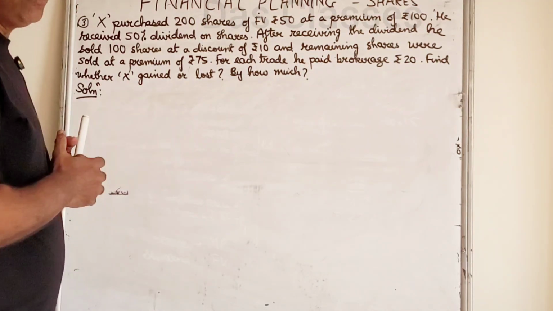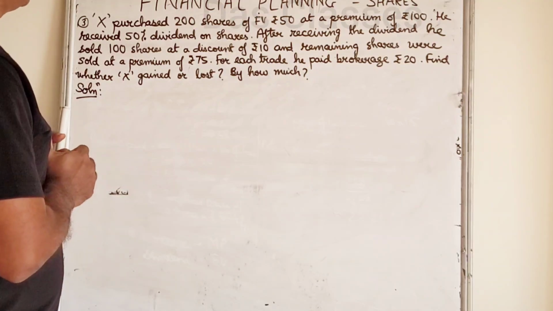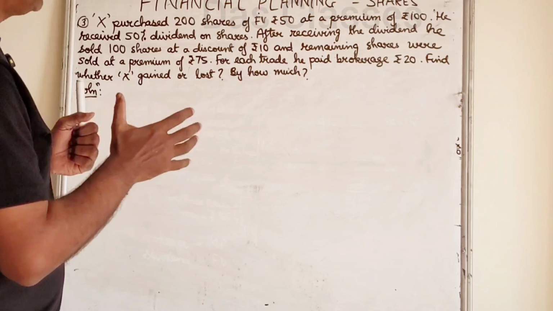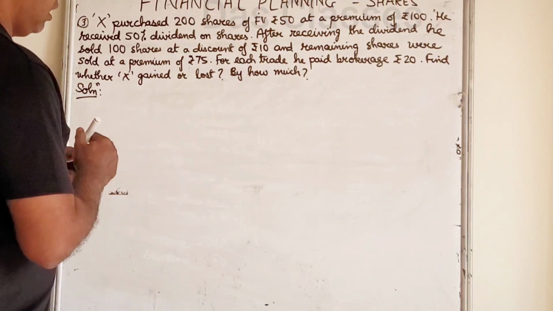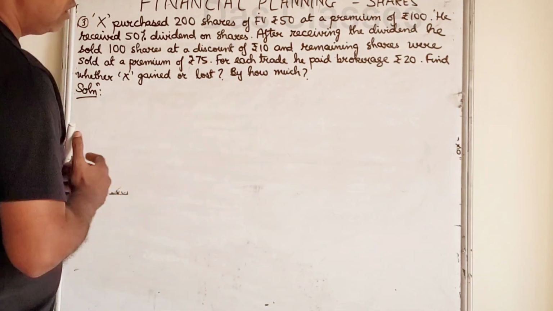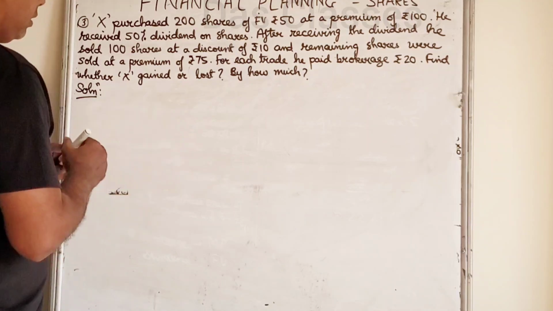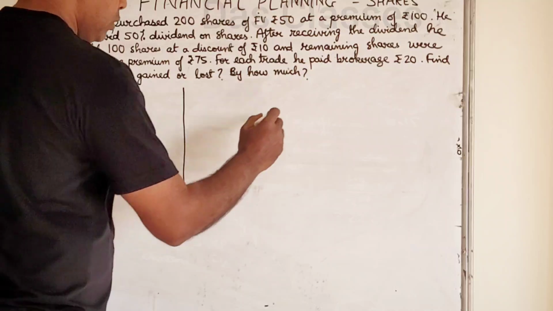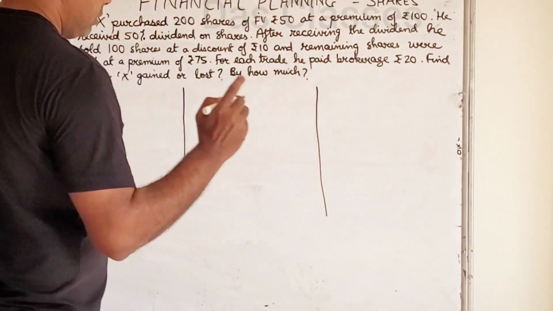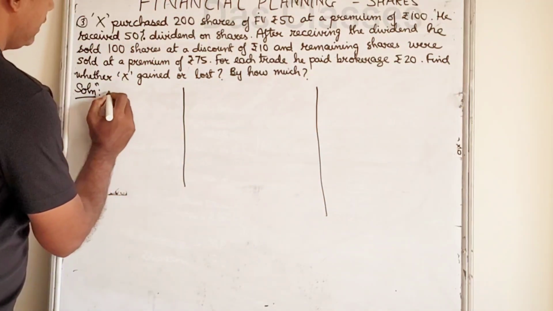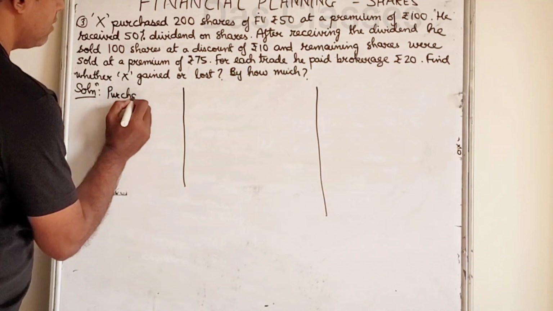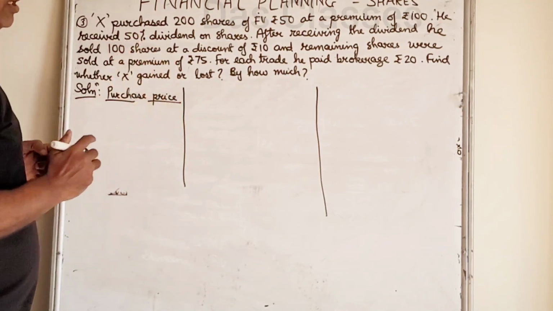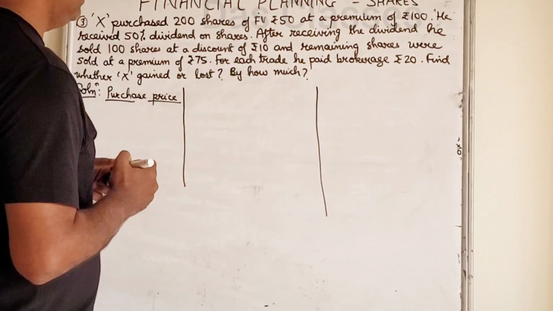Beautiful sum, because everything is included in it. Okay, so first of all, there are actually three parts to this question. Instead of doing it vertically, I'll do it horizontally, side by side, so that you understand it better. First of all, we will calculate his purchase price of the shares. But while you solve the sum, you should do it vertically down.